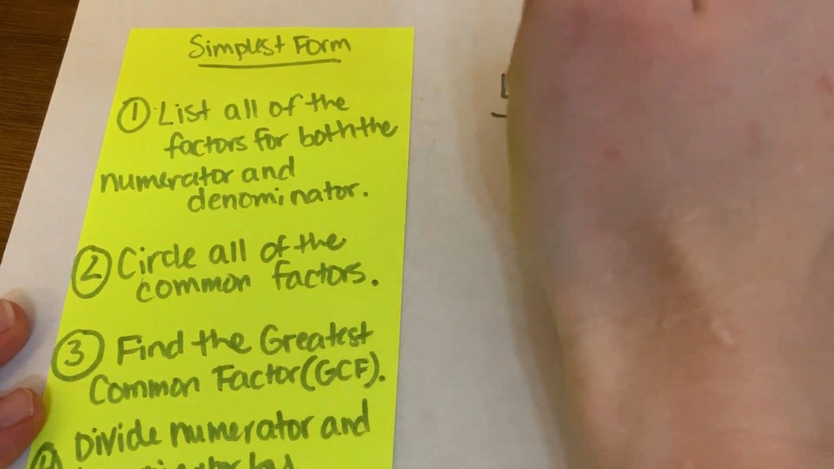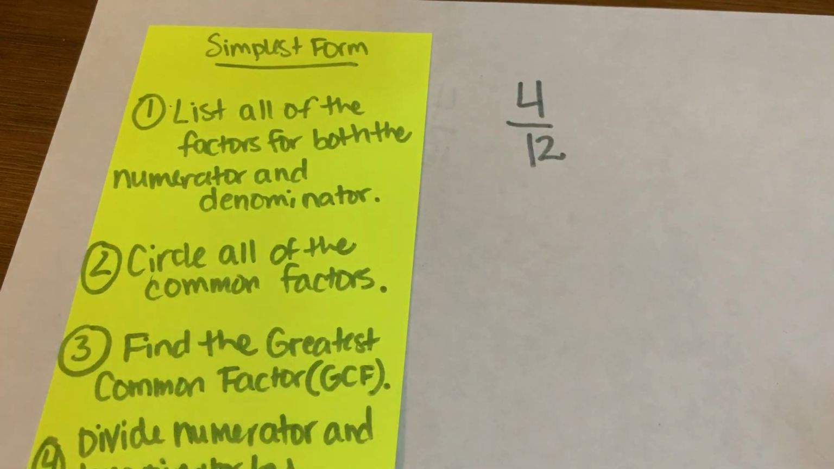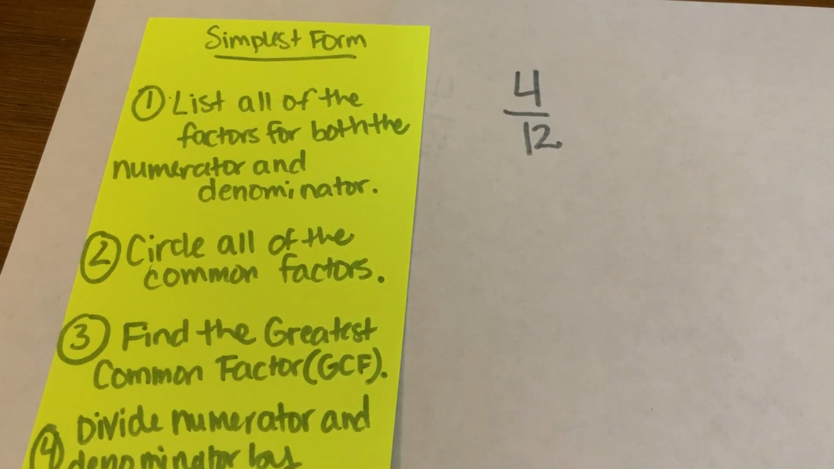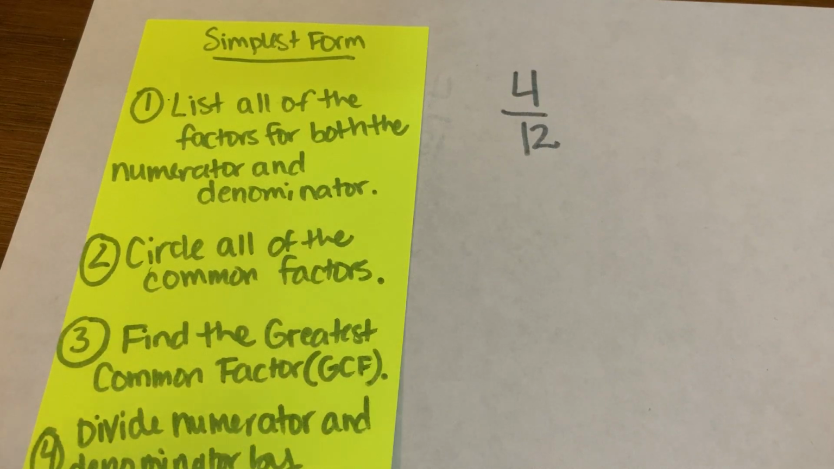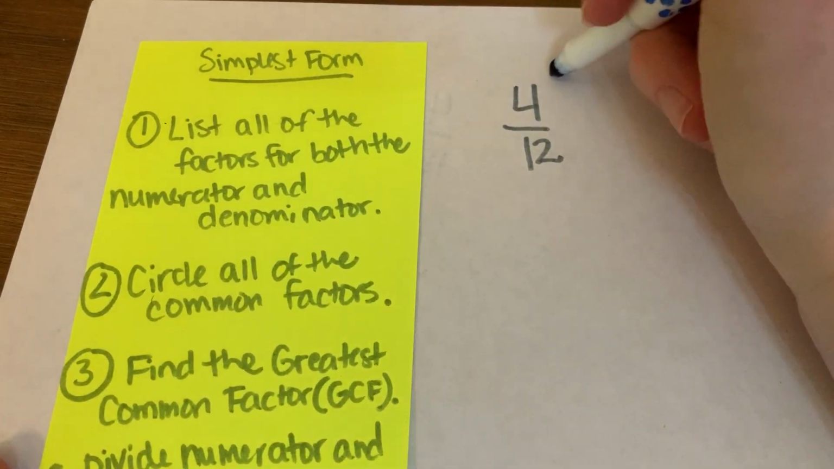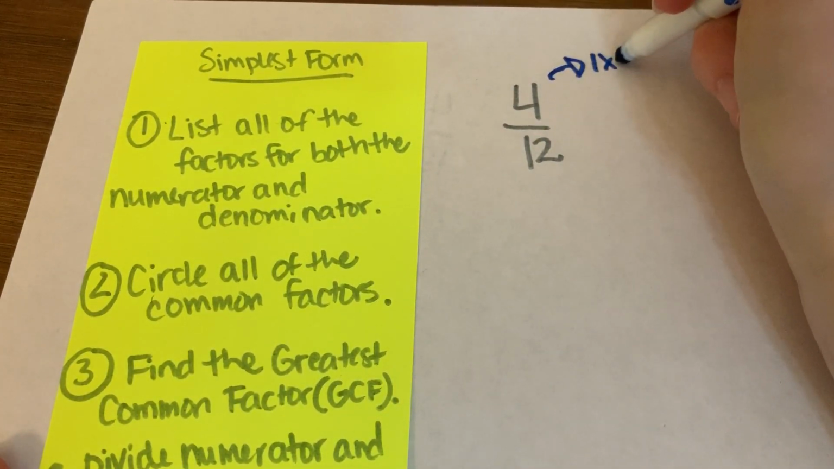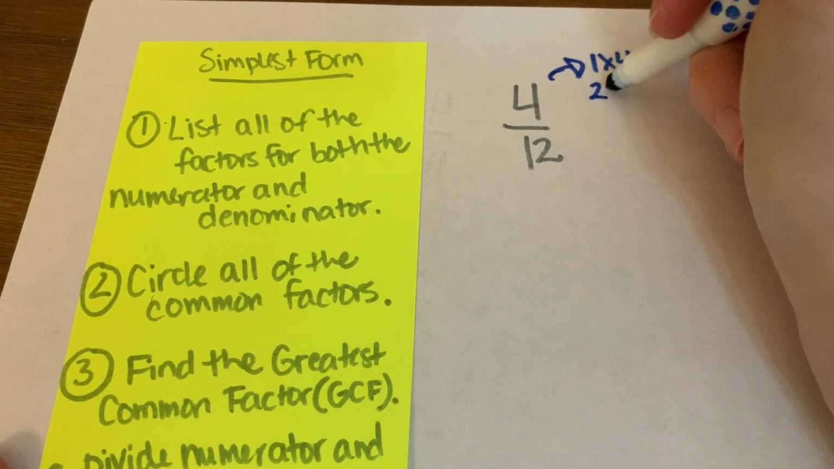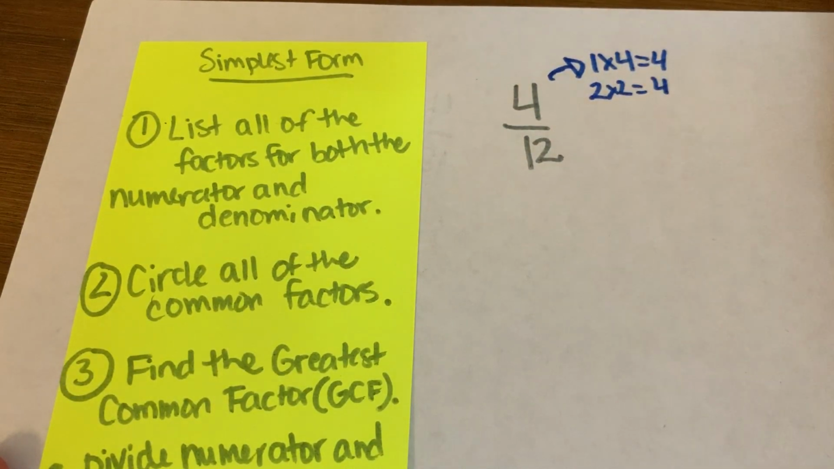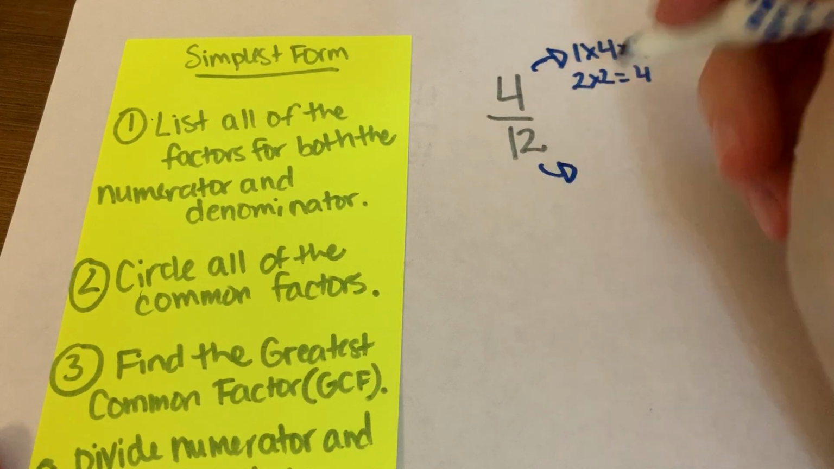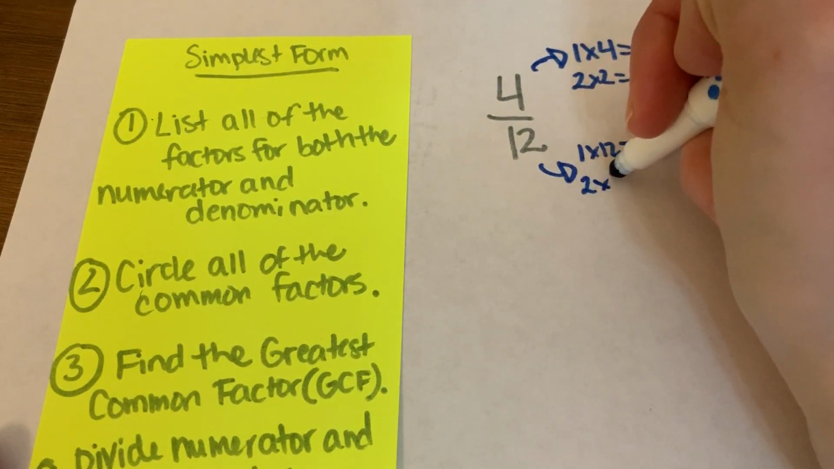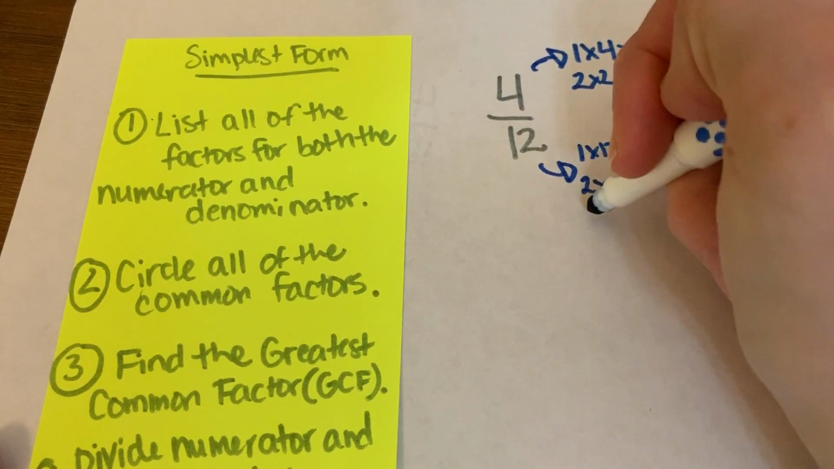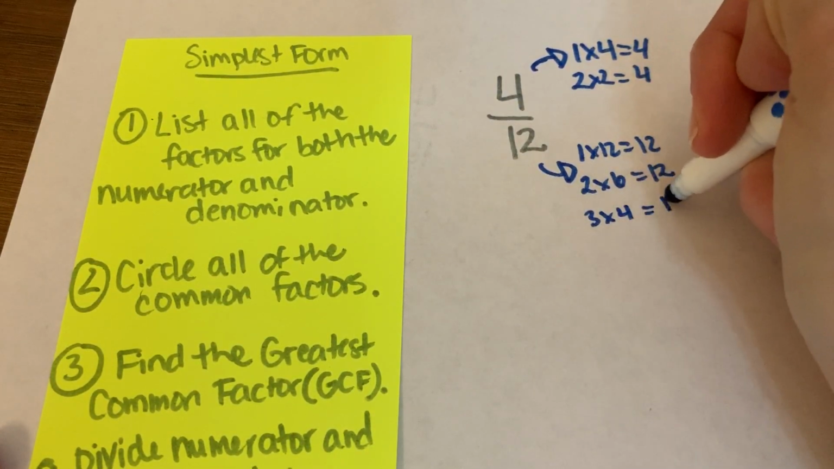So I have 4/12, okay? And I'm going to go ahead and follow the first step. I'm going to list all the factors for both the numerator and the denominator. So 1 times 4 gives me 4. 2 times 2 gives me 4. Okay? And the denominator, 1 times 12 gives me 12. 2 times 6 gives me 12. And 3 times 4 gives me 12.